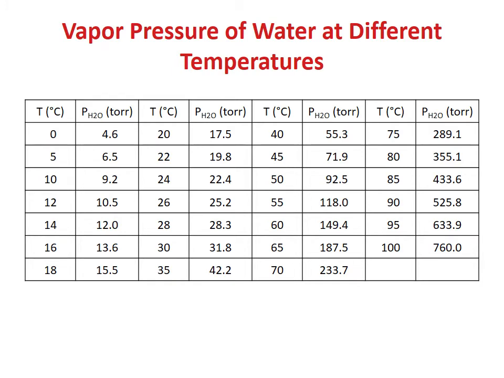In the laboratory, when we collect a certain gas, for example oxygen, it's always a mixture of oxygen with water. To find the pressure of oxygen, we need to know the partial pressure of water, and using this table, we can find the partial pressure of water if we know the temperature.